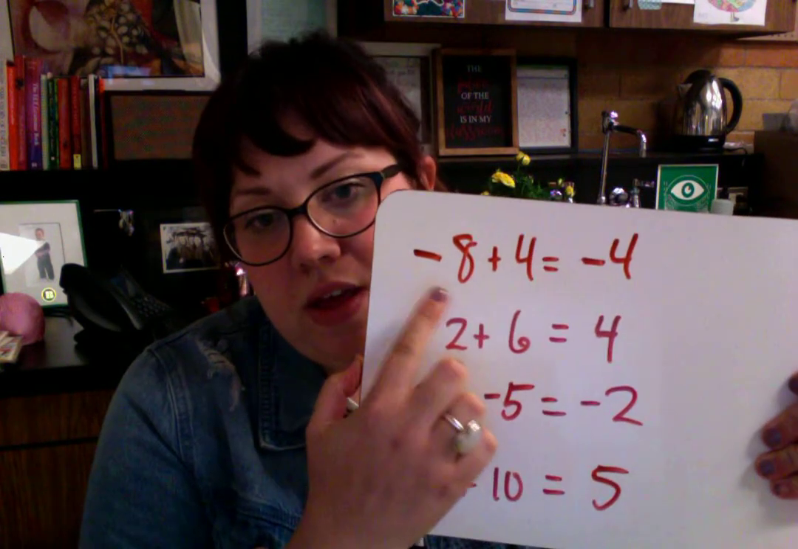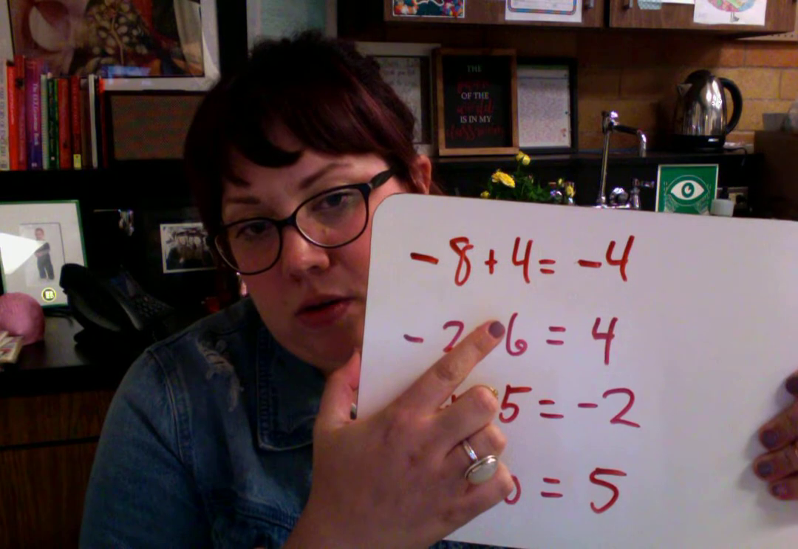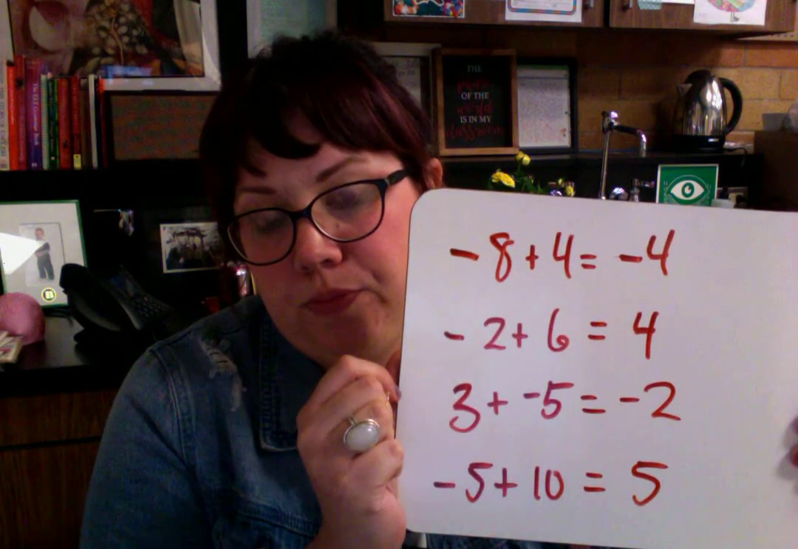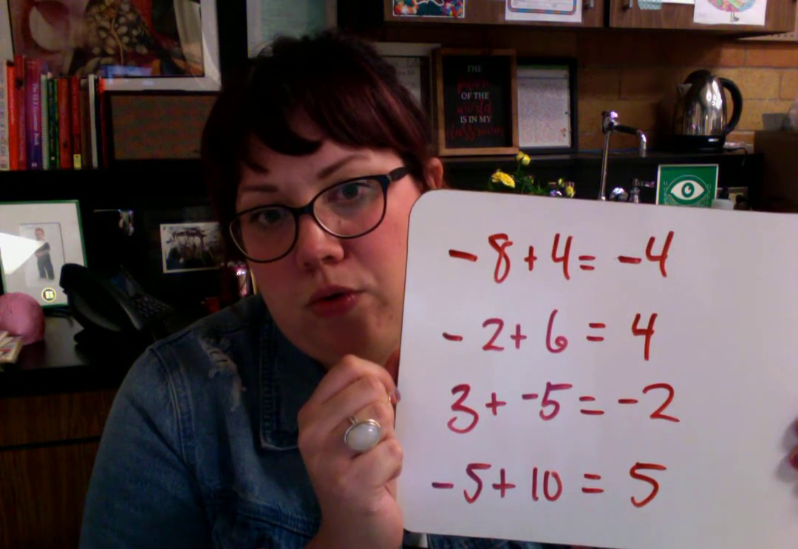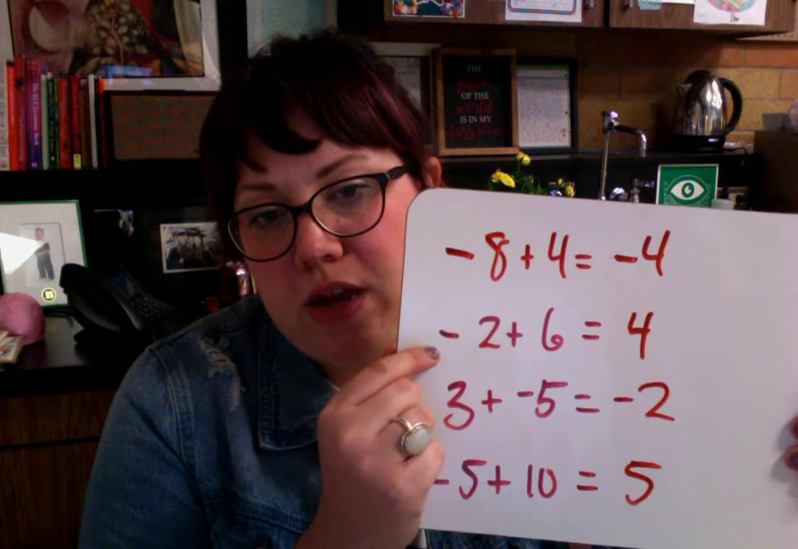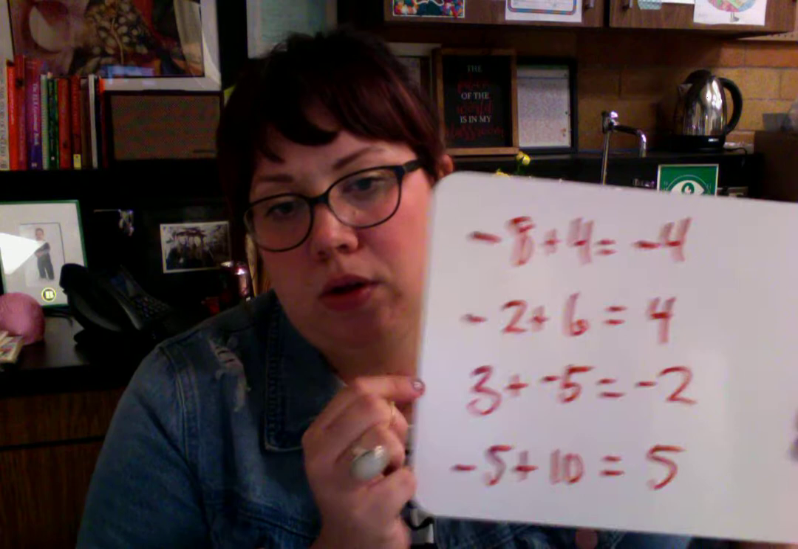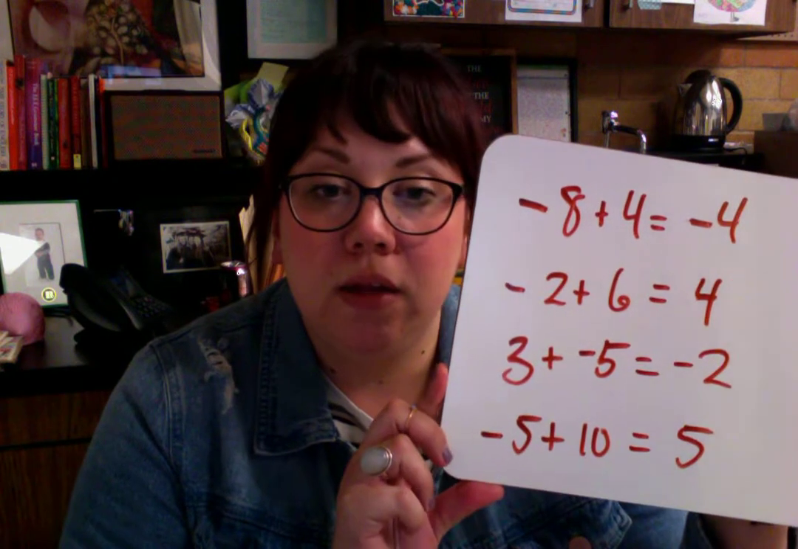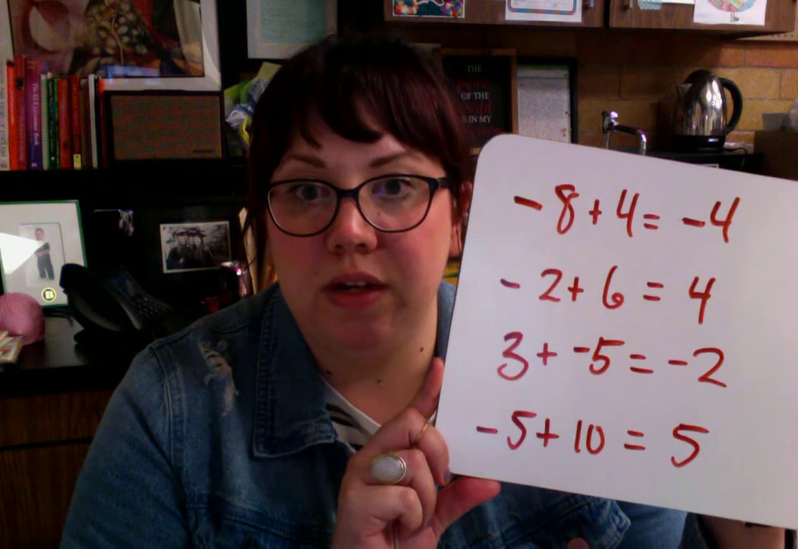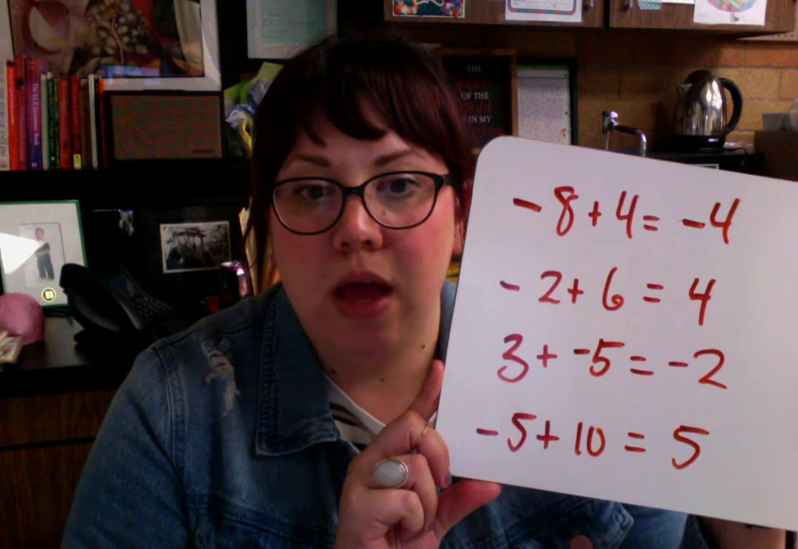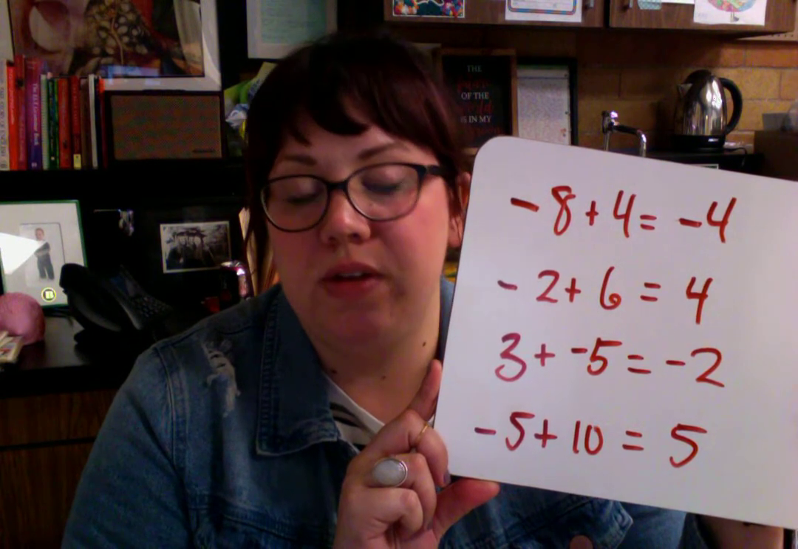This is -8 plus +4 is -4. And then the next one, -2 plus +6 is +4. And then 3 plus -5 equals -2. And -5 plus +10 equals 5.